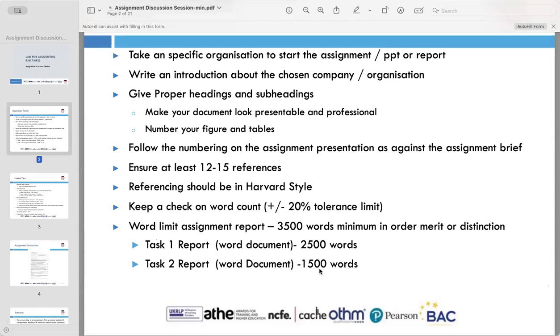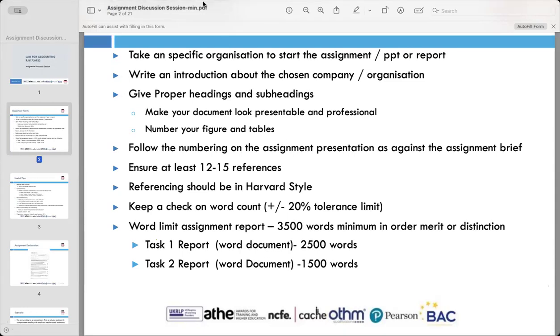So basically, divide your assignment report into two sections. Task one report, which is 2,500 words, and task two, which is 1,500 words. I believe you can go over 2,000. So 2,500 words and 1,500 words, okay? By adhering to these guidelines, you will create a well structured, informative, and professional assignment that meets the specified criteria for content, formatting and referencing.